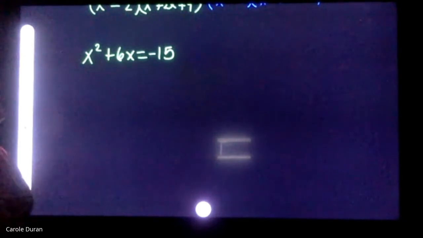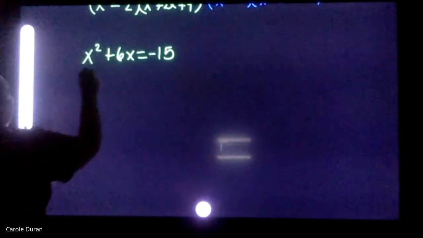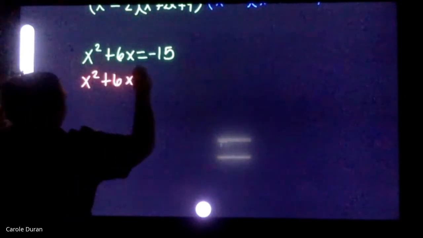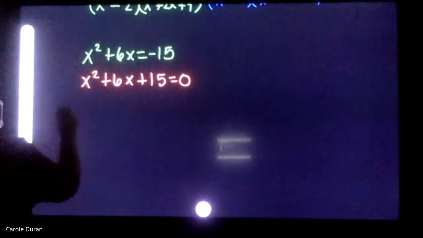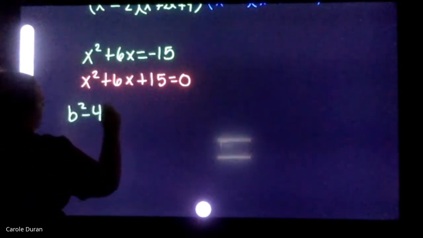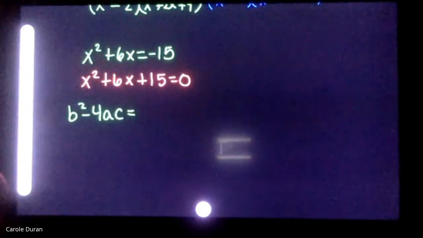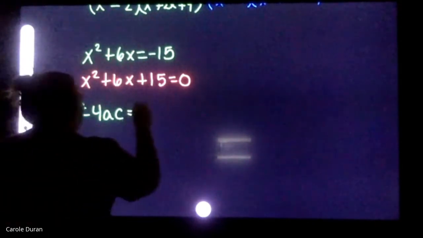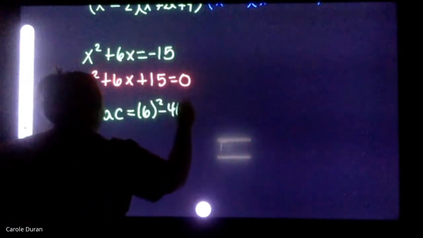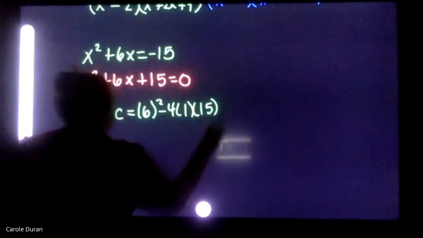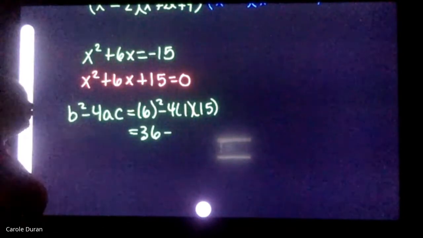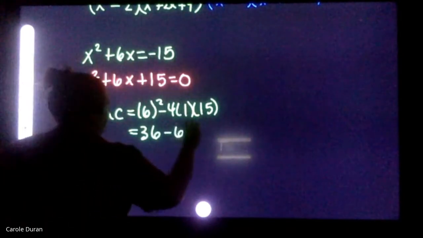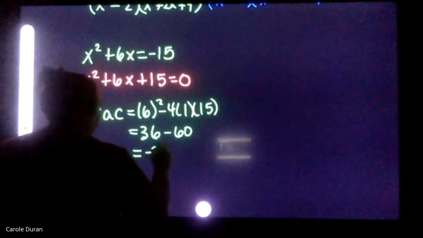So the first thing I need to do is actually get this written like a quadratic. So I need to get all of my terms on the same side of the equal sign. Once I've done that, my discriminant is b squared minus 4ac. And I'm going to use the same a, b, and c that I use when I do the quadratic formula because this comes from that. So when I do that, I get 6 squared minus 4 times 1 times 15. This gives me 36 minus 4 times 1 is 4 times 15 is 60. 36 minus 60 is a negative 24.